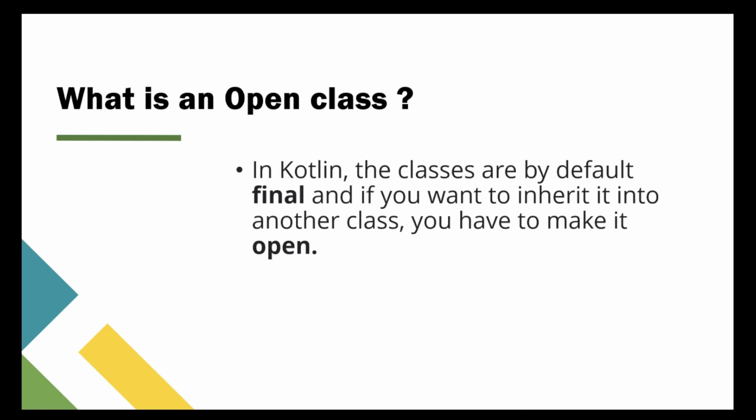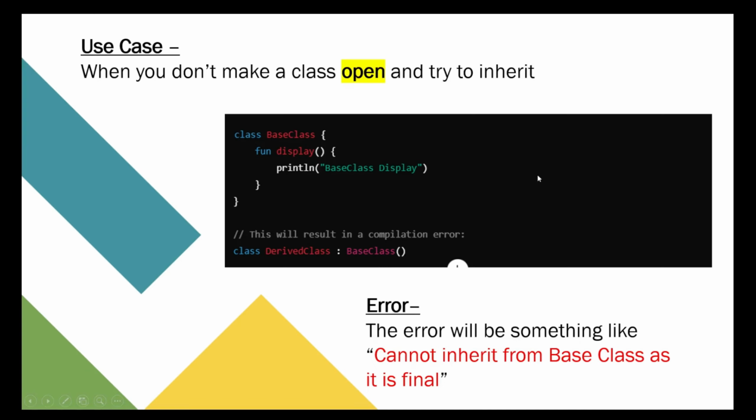For example, this is a base class which has a function display, and there is a derived class which is trying to extend the base class. But since we did not use any open keyword in front of the base class, we cannot extend it. Therefore, you will get an error called cannot inherit from base class as it is final.